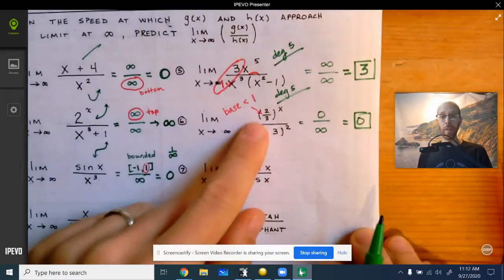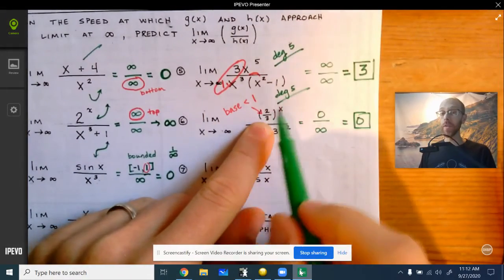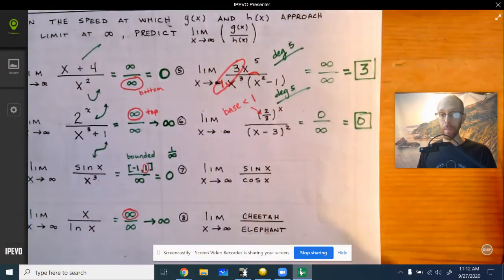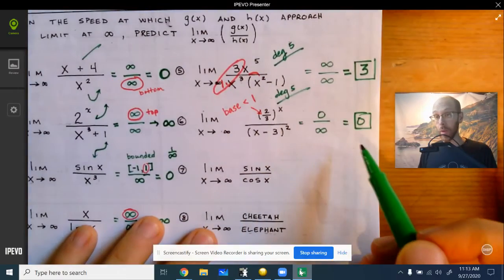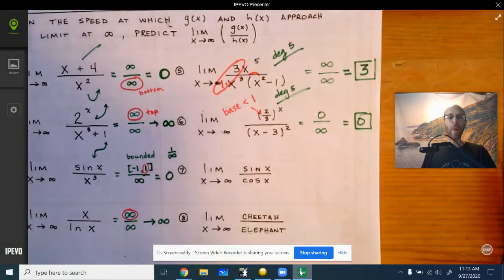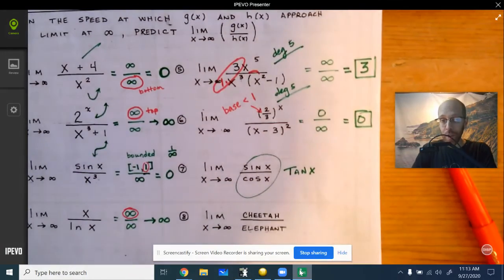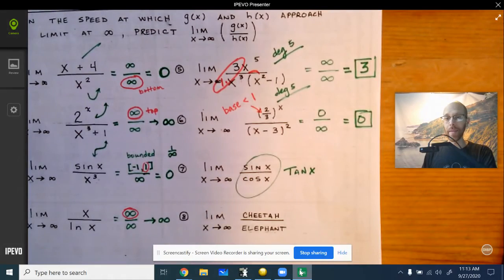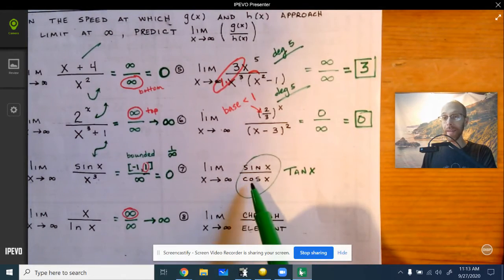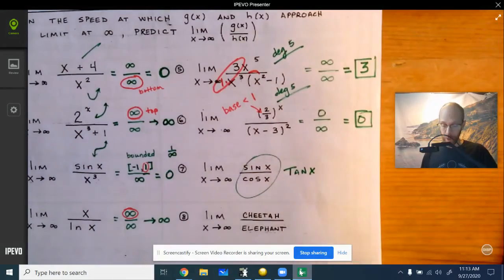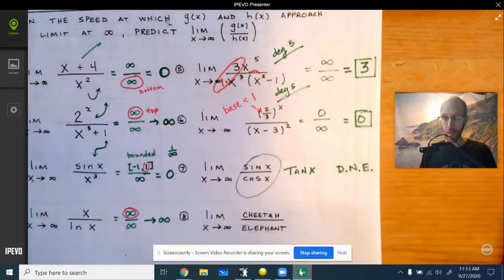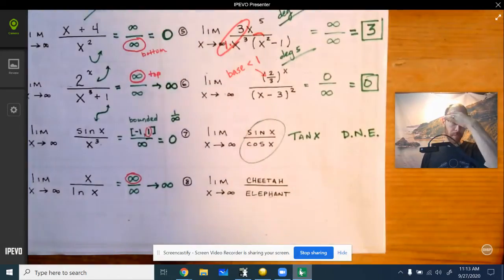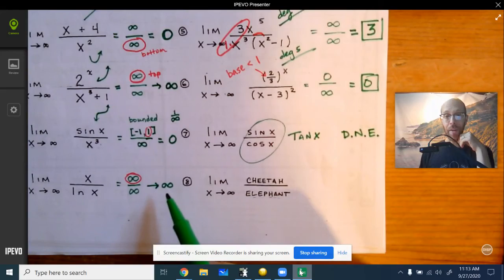On number 6, the numerator has a base that is smaller than 1. So as you plug in large values, it goes to 0. Denominator is infinite. 0 divided by infinity will just leave you with 0. Try number 7 on your own. Number 7 is a trick question. Sine and cosine. If you think of what's sine divided by cosine, you just get tangent. Where is tangent going as we go to infinity? Nowhere. So we would say does not exist. Last one, try number 8 on your own.